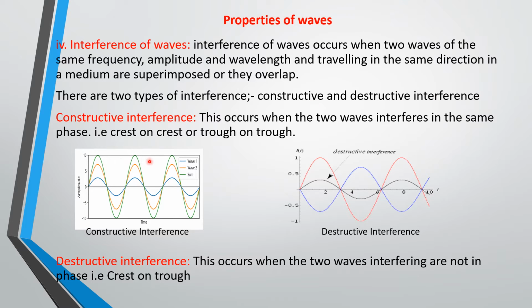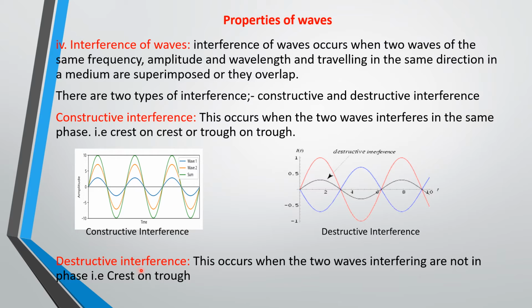Constructive interference is when two waves interfere in the same phase. Like this one, you see you have crest to crest and trough to trough. This type of interference is known as constructive interference. So they interfere in the same phase, or they overlap in the same phase.